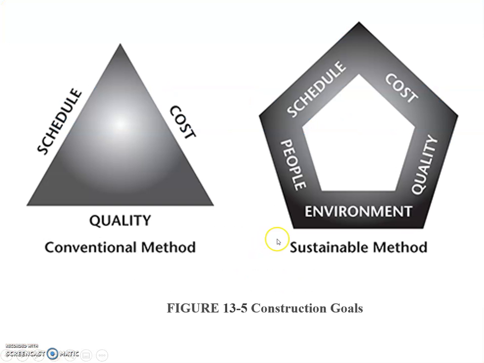Next, I have these two diagrams. The left diagram in this figure illustrates the traditional conventional method relationship between schedule, cost, and quality. Today, two additional elements have been added: people and environment. So this is called the sustainable method, conventional method versus sustainable method, which is a rebuilding relationship between these two elements and the past three elements.